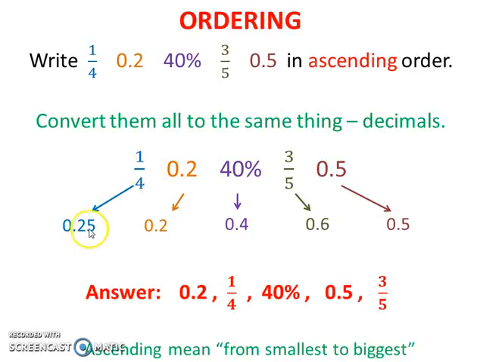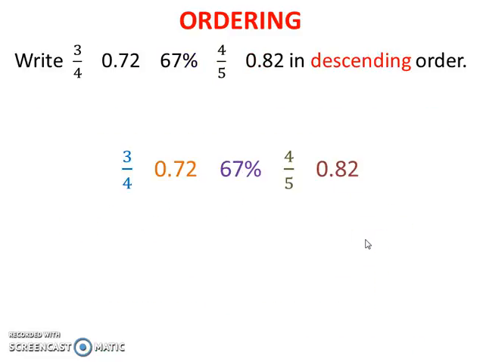So my answer is, the 0.2 goes first, because that's like your 20, and 25 is the next number up, but we don't write the 0.25, that's just what we use to help us order. We write what was in the question, the 1/4. So 40 would be next, so the 40%, the 50 would be next, so the 0.5, and the 60 would be next, so the 3/5. So that would be your answer of those 5 numbers in order, ascending.